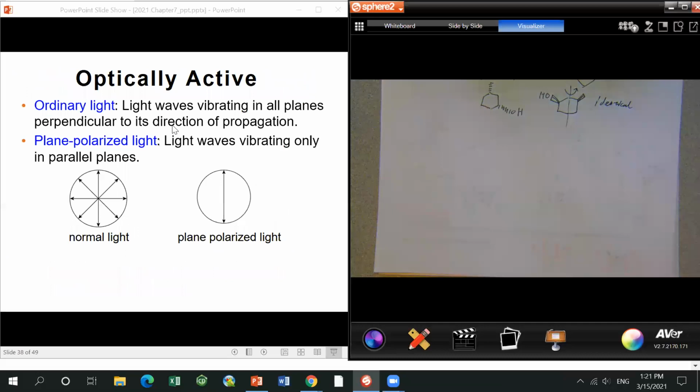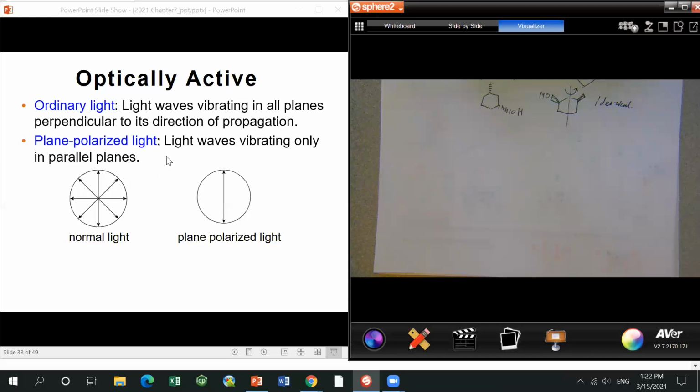So to learn the parameter, we have to start with optically active light. For ordinary light, let me talk a little bit about the background information. Ordinary light, like our sunlight or lamp light, has waves that vibrate in all the planes, all the directions: this way, this way, this way, or this way, as it propagates.